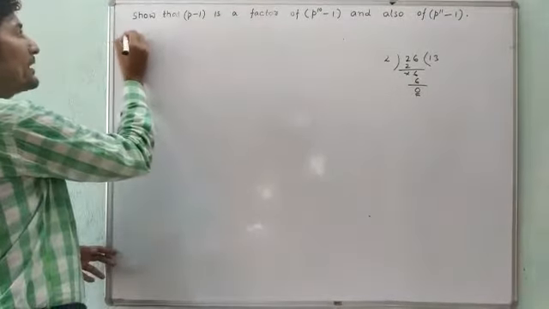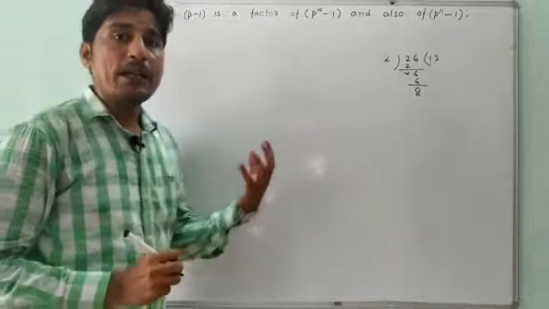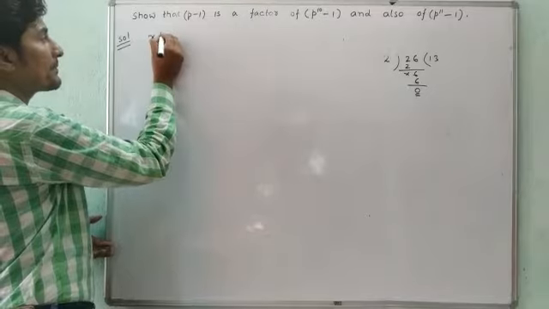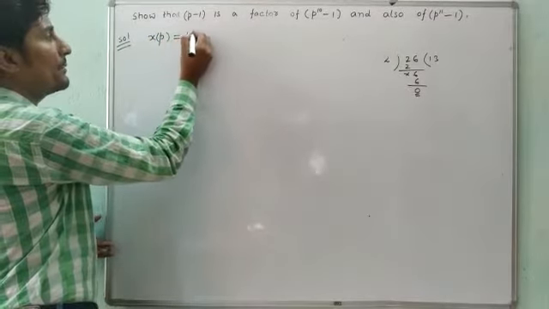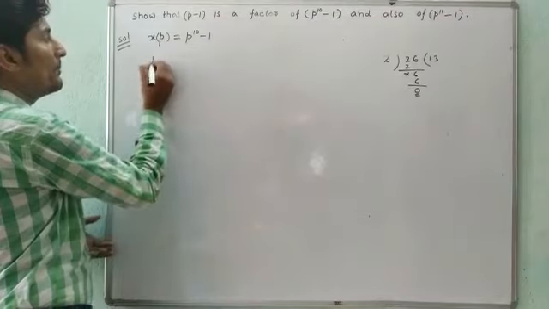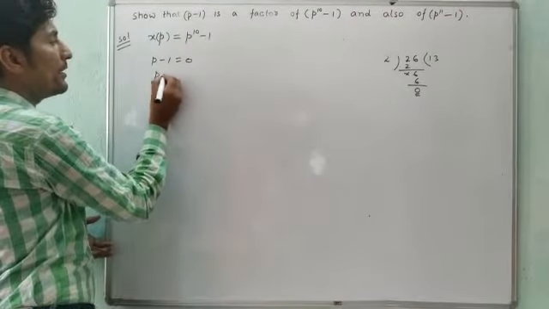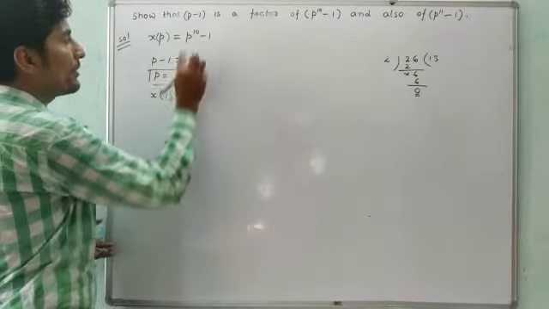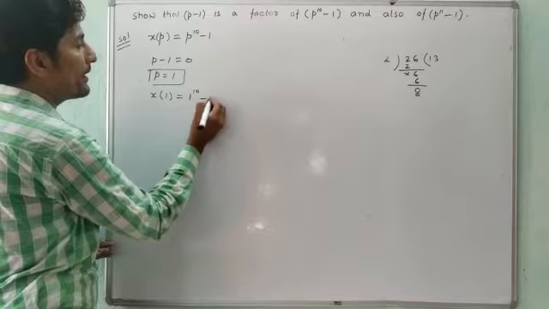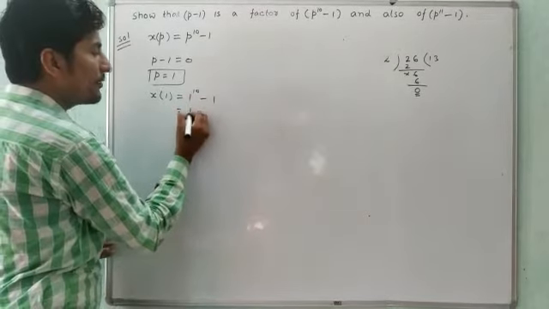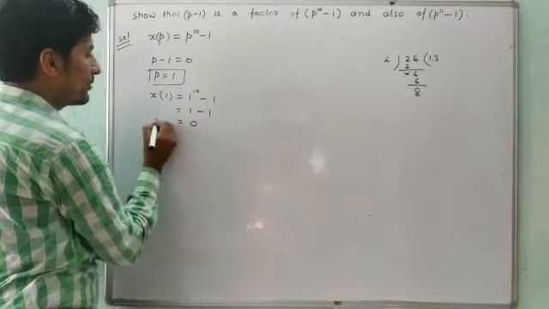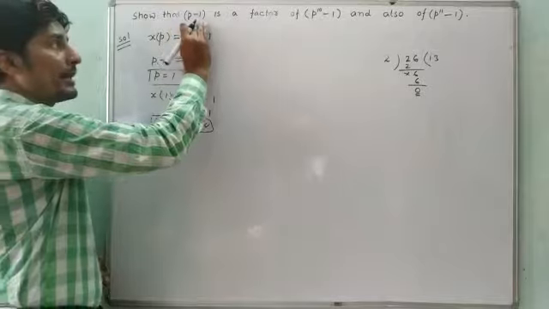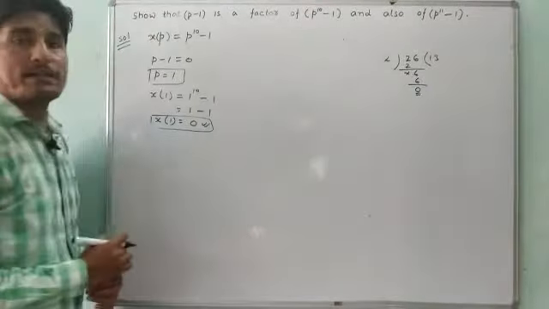So let us see the solution. In this case, we have to find the remainder by using the remainder factor theorem. So first of all, we will assume x(p) is equal to p to the power 10 minus 1. Now p minus 1 equals 0, hence p will be equal to 1. Now we have to find x(1). In place of p we will put 1 to the power 10 minus 1. 1 to the power 10 will be equal to 1, minus 1 equals 0. Since we are getting 0 as a remainder, hence we can say that p minus 1 is a factor of p to the power 10 minus 1.